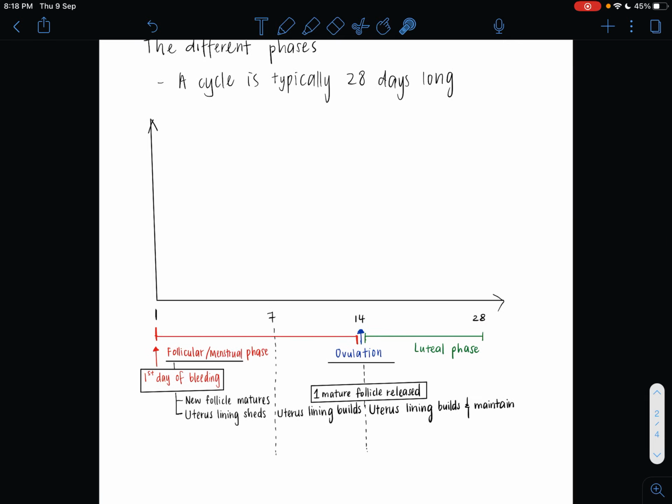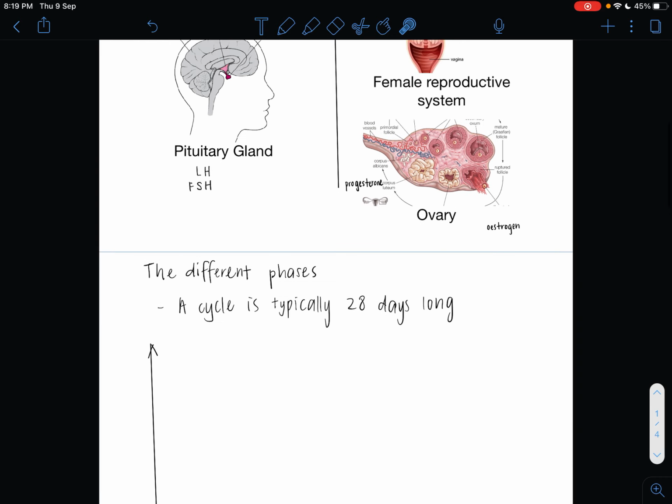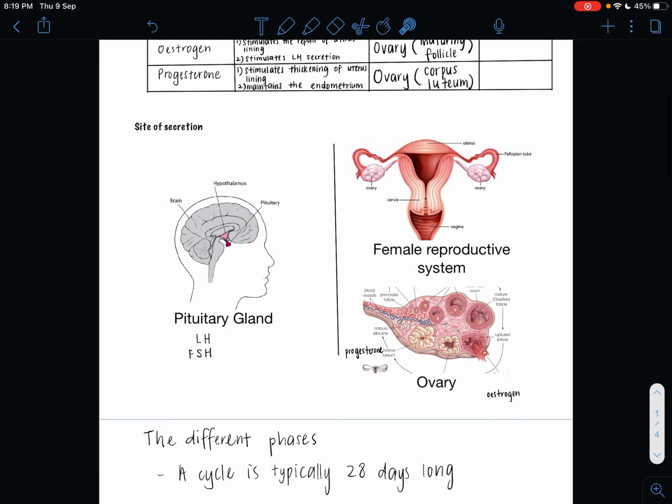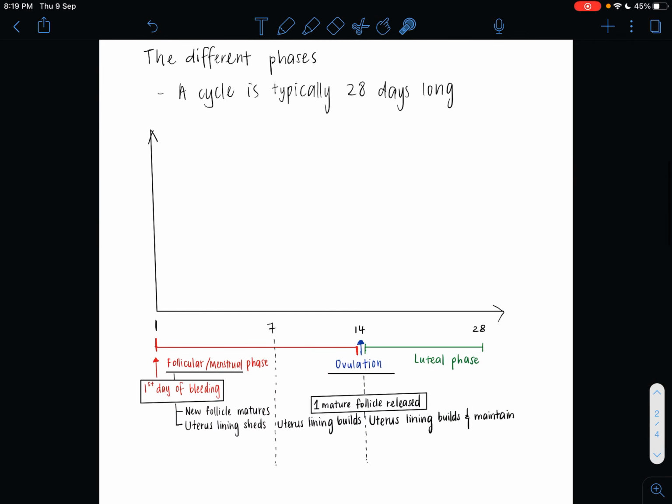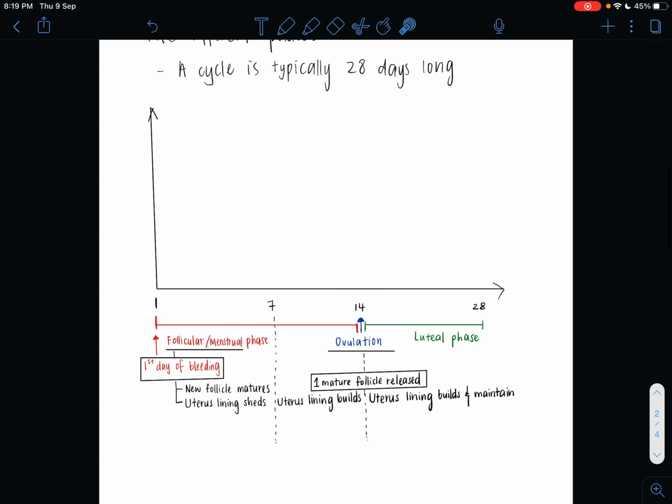Day 1 is counted as the first day of menstruation. The first day of bleeding is known as day 1. Bleeding is actually when the uterus lining, the uterus wall, starts to shed because there is no fertilization. Bleeding will occur for the next 5 to 7 days.